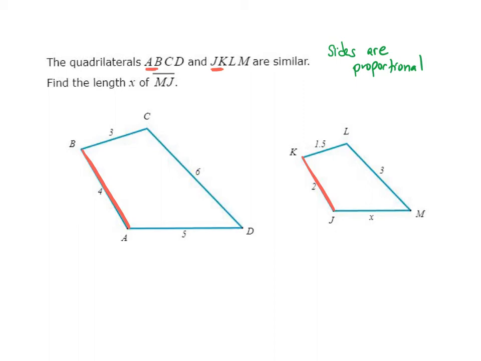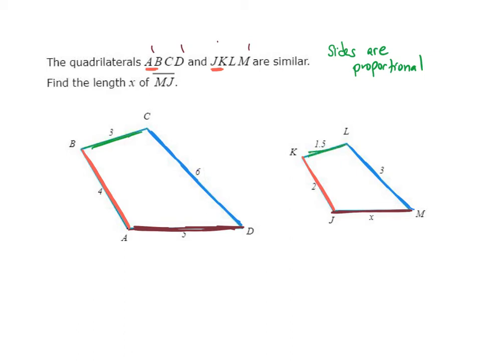You can also line up the other sides. The sides I really want to line up are JM, which is here, because that has the X we're trying to find. JM, which is the first and the fourth letter, matches up with AD, the first and the fourth letter on this one. So you can see these two match up. Now the other sides match up as well. You have this blue side here and this blue side here, LM and CD, and then you have here BC and KL.